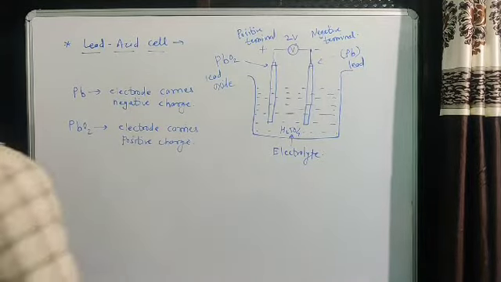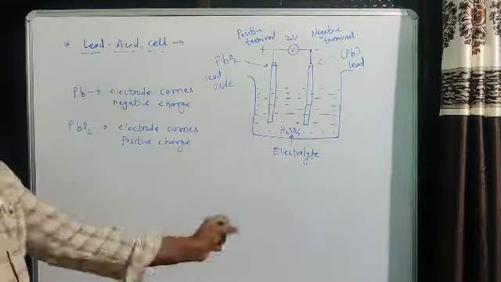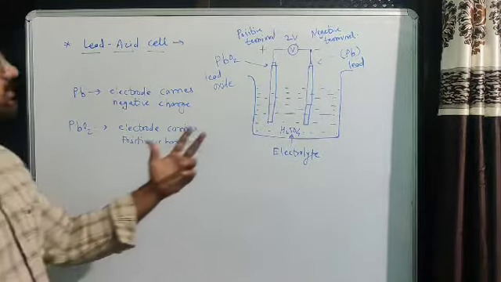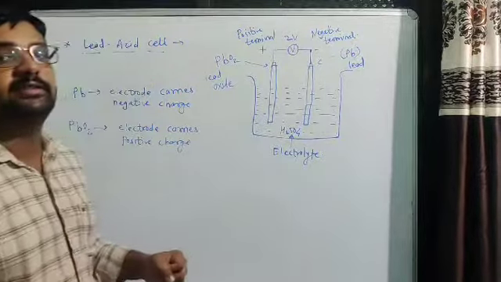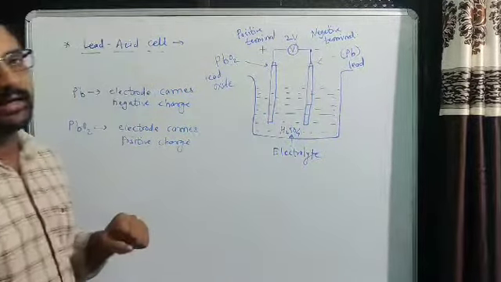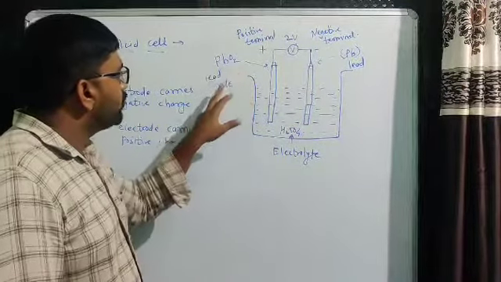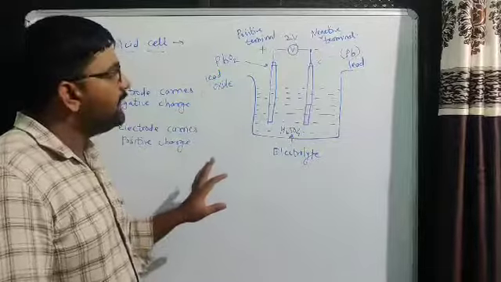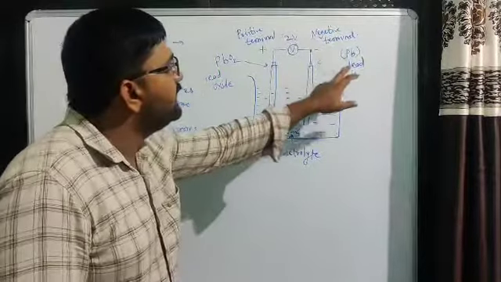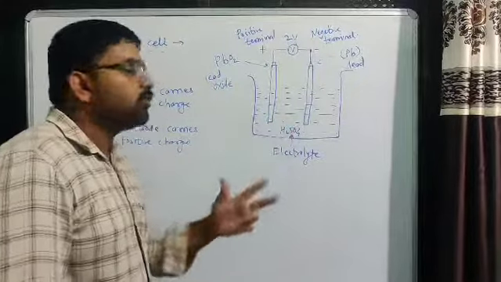Now the next type of cell we have to see is the lead acid cell. This is the second type, and this is a diagram of the lead acid cell. Two electrodes are there: one is lead oxide, PbO2, and the second is lead, Pb.